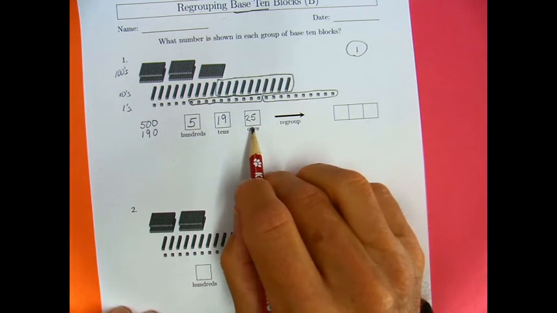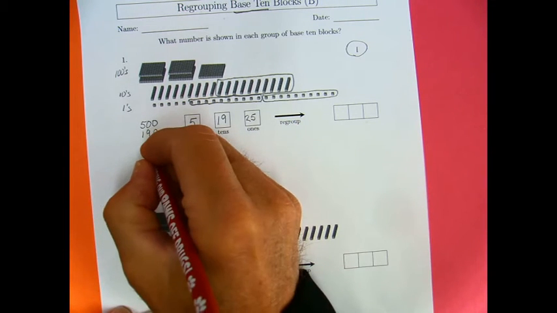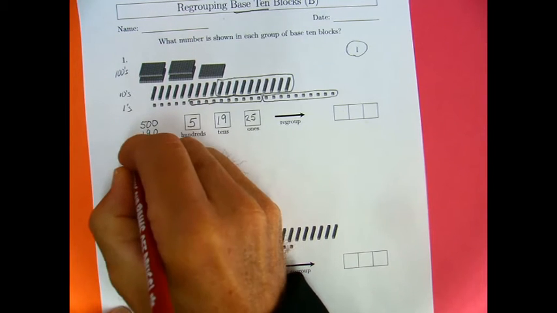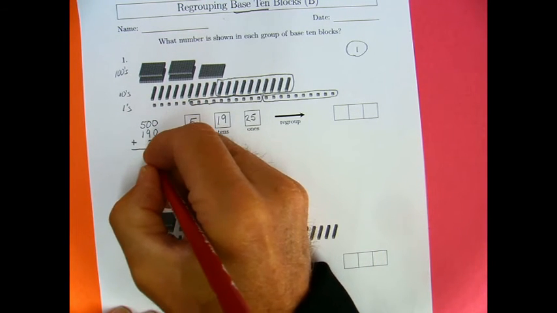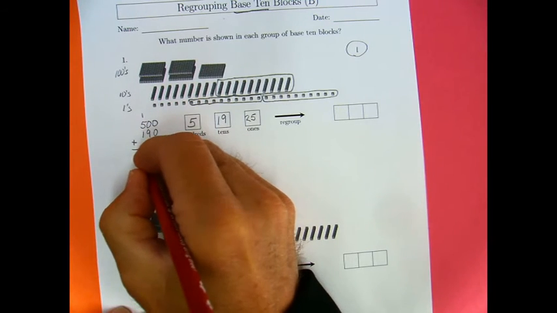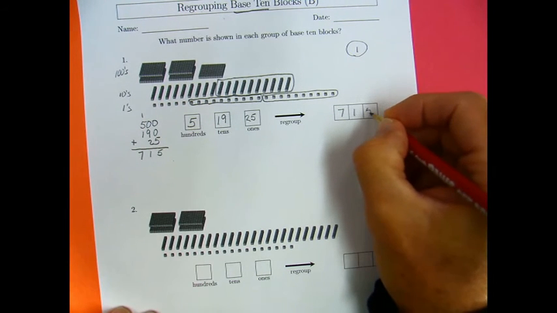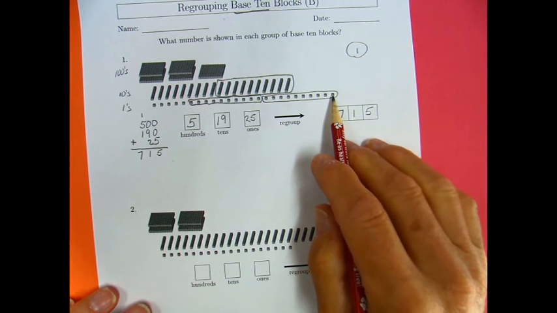Let's look at our ones. We don't have to add any zeros for our ones, but there's 25 ones. And we can add those together. So this number would actually be 715 of these little cubes. So our unit is cubes.